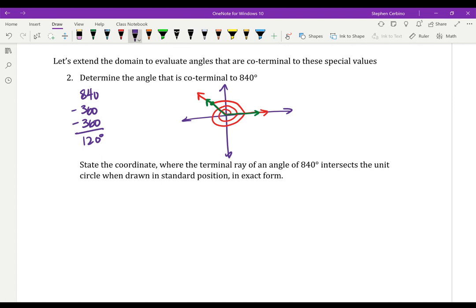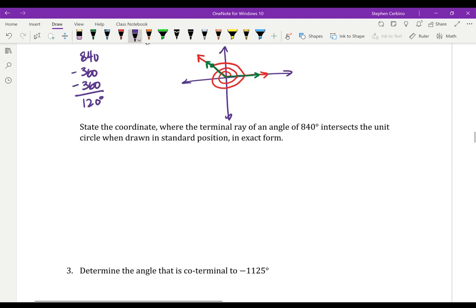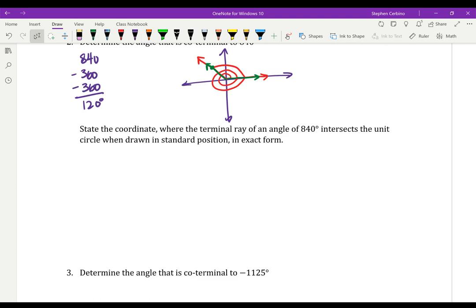So the second part says state the coordinate where the terminal ray of an angle 840 intersects the unit circle when drawn in standard position in exact form. So when we're talking about a coordinate, right, we're talking about a point on the unit circle. We'll call this point P. Well, this would be where the cosine of 120 is, or the sine of 120 is in the y column. We can even convert that to the reference angle.